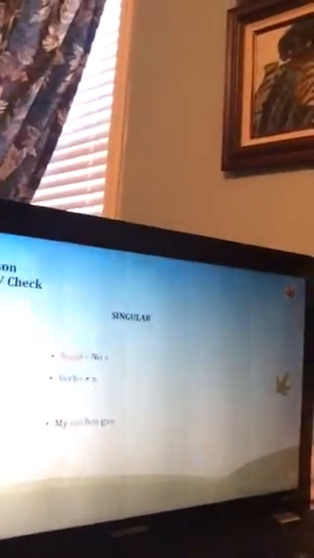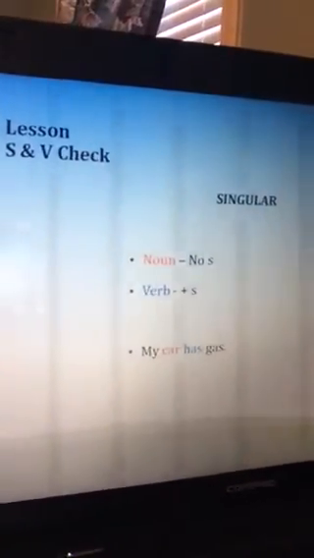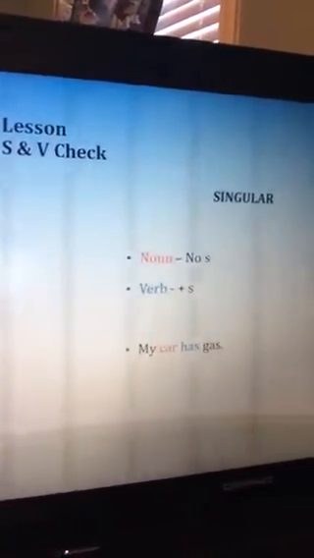Here's an example sentence. My car has gas. The noun in this sentence is the word car. Car does not have an S, which means it is singular. The verb of the sentence is has. This particular verb does have an S, which means it too is singular. So we have a singular noun and a singular verb. That means that they are in agreement.